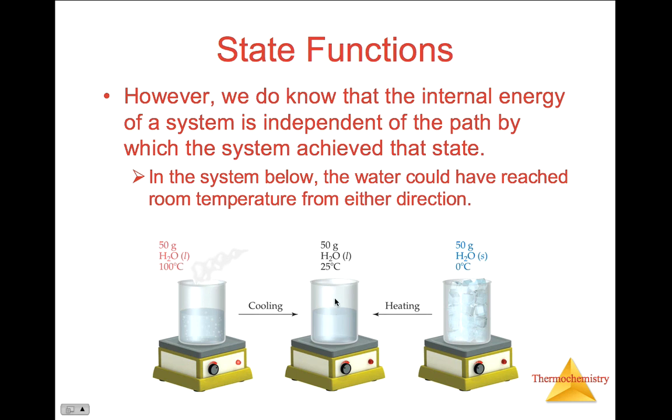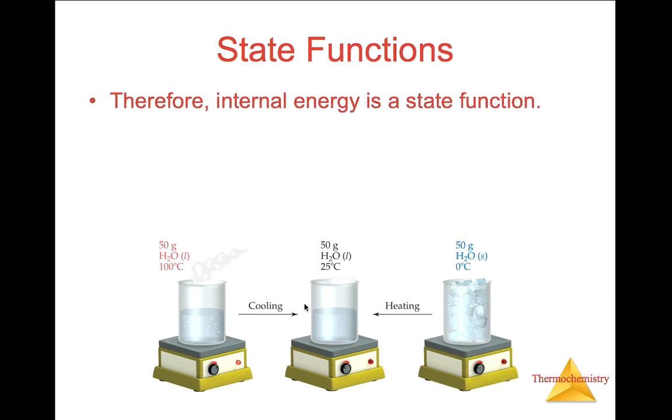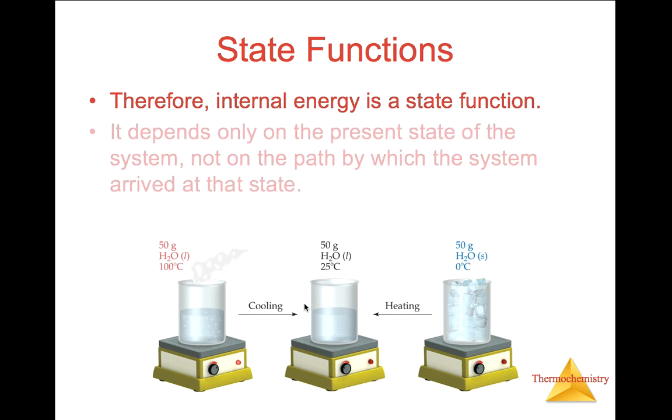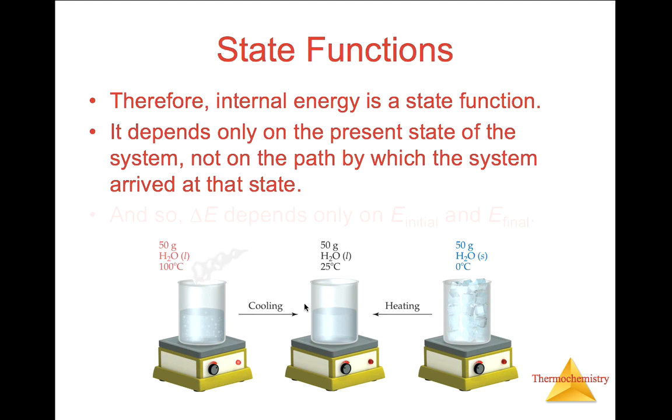Even though we might not know the absolute internal energy of one system, we can find the change of both of these processes. Therefore, we say that internal energy is what's called a state function. It depends only on the present state of the system, not on the path by which the system arrived at the state. And so, the change in energy depends on the initial and the final states of the system.